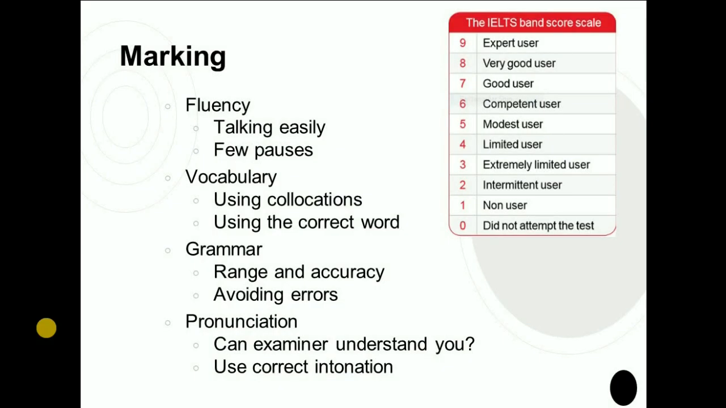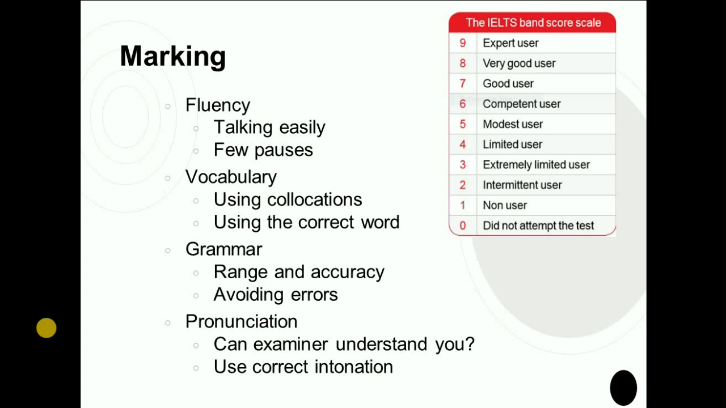You'll be marked in 4 areas: fluency, vocabulary, grammar, and pronunciation. For each of these, you'll get a score of between 0 and 9. Fluency means how readily do you talk? Are you hesitating too much? Can you talk easily even if you make mistakes?